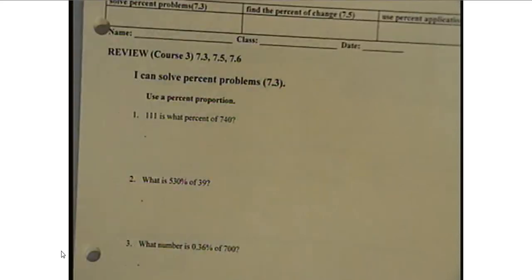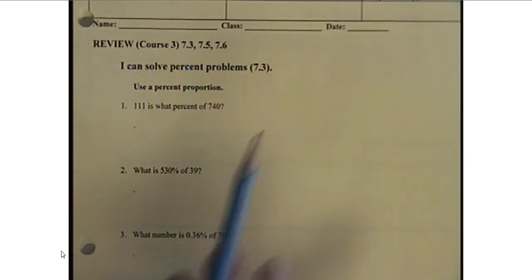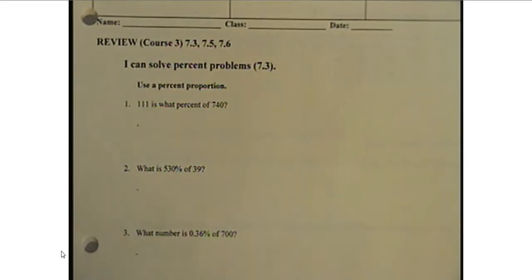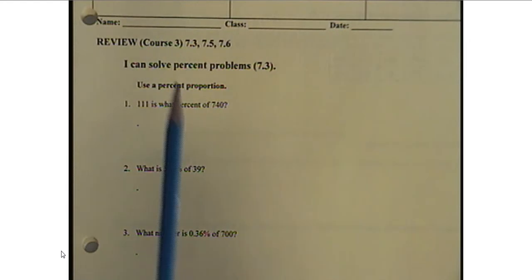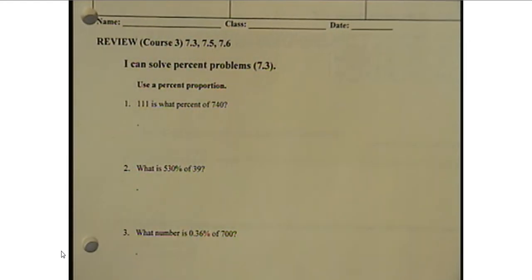So, here's the review packet. Every one of you has one copy, and we're going to start talking about each one of those three learning targets. So 7.3 is about: I can solve percent problems. Let's take a look at the first one. 111 is what percent of 740?